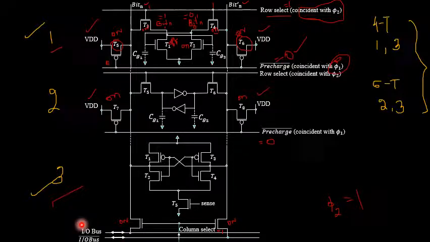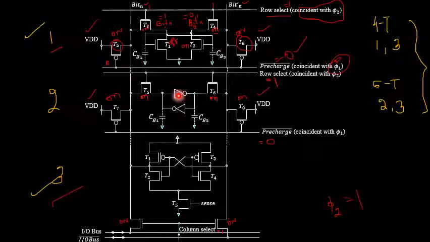So when I am asserting the row select, which is coincident with respect to phi 2 once again, and this particular row select becomes equal to 1, obviously transistor T5 is turned on and transistor T6 is also turned on. So both the transistors T5 and T6 will get turned on, and if I have a particular charge stored over here, if it is 1, then 1 will appear over the output of T5.